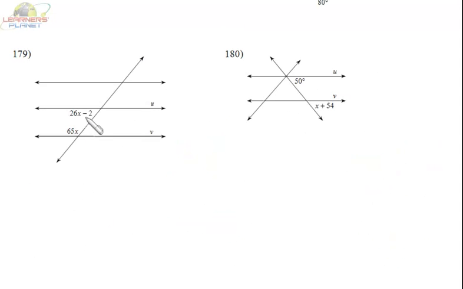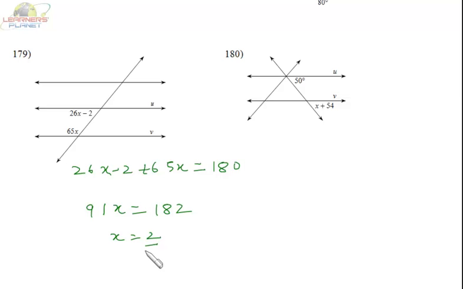Now, in this case, both of them are interior opposite angles, and if their sum is 180, the lines will be parallel. So 26x minus 2 plus 65x is 180... 182. So x is equal to 2. Clear? In this case, both of them are corresponding angles. If they are same, the lines will be parallel. So x is equal to minus 4.